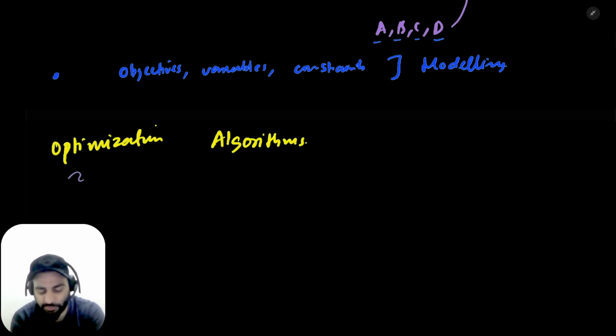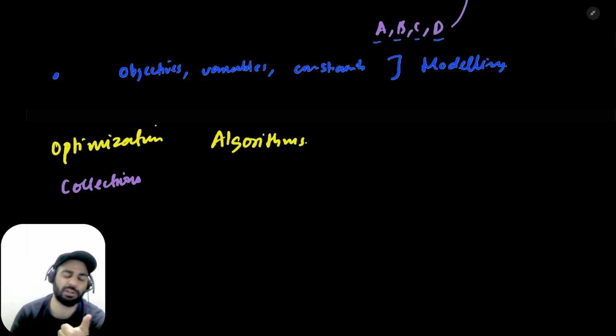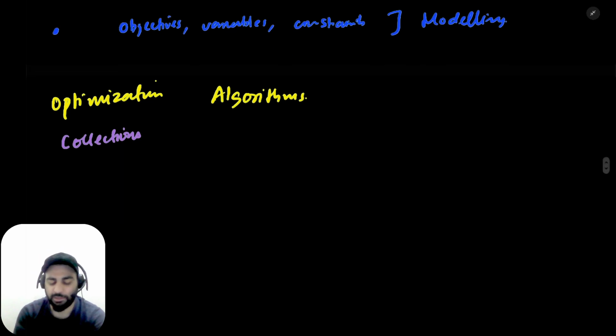There is a collection of these algorithms. That is our primary focus of the course. We want to learn these algorithms. First, we will also learn modeling, how to model problems. And then when we have the problems, the constraints and variables, we want to solve that problem. There is a collection of algorithms, not one algorithm.